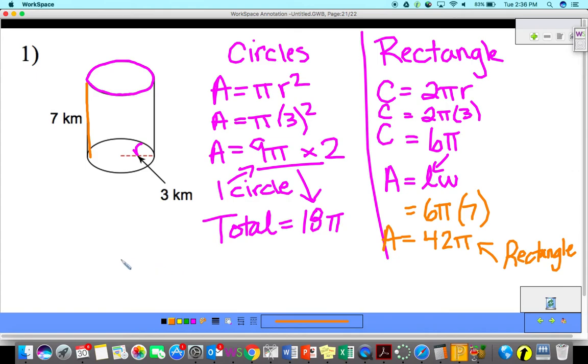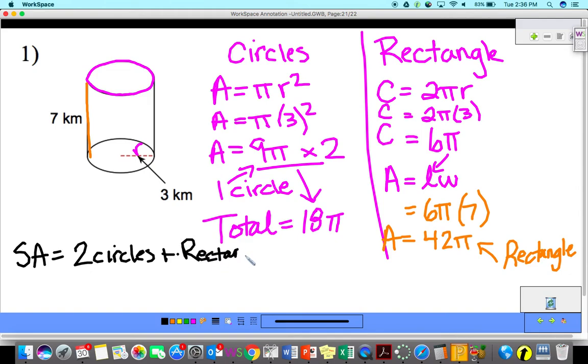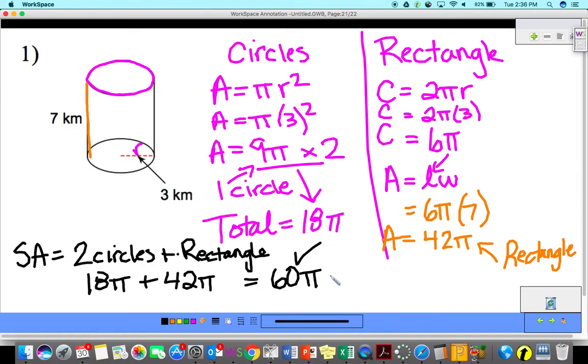To finish the problem, I need to find the total area. So my total surface area is going to be my two circles plus my rectangle. My two circles were 9 pi each. When I multiplied them by 2, we got 18 pi. Added to my rectangle of 42 pi. 18 plus 42 is 60 pi. This is one way to write your answer, kilometers squared.